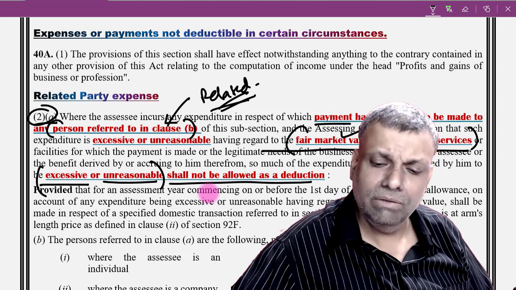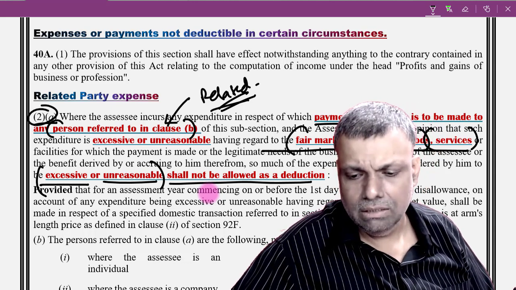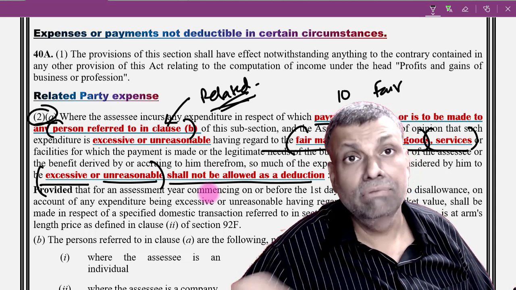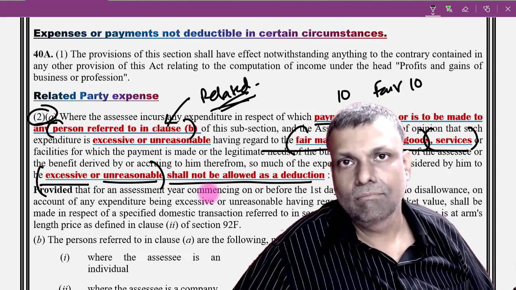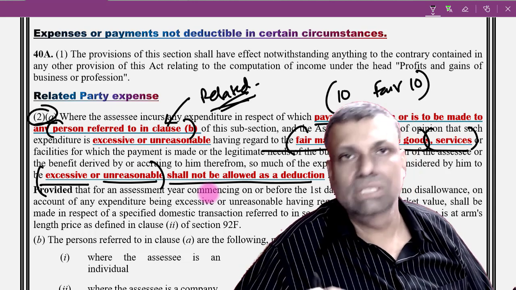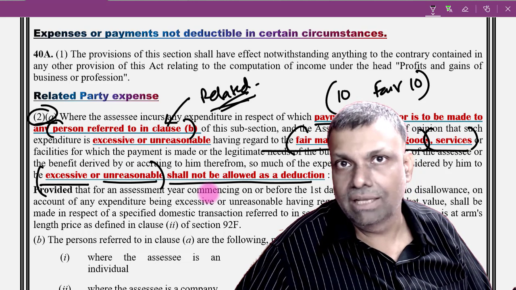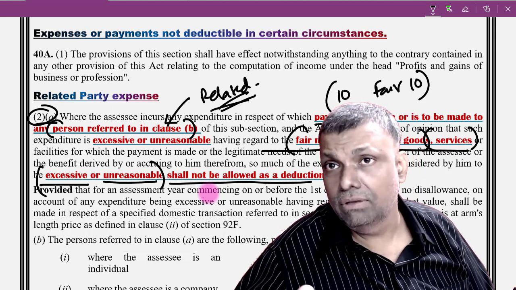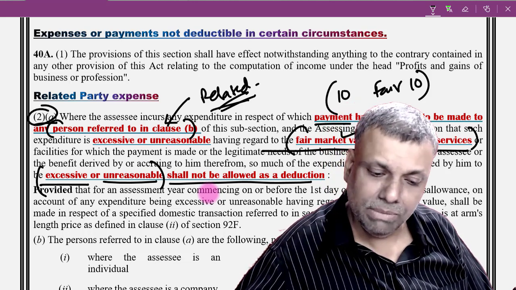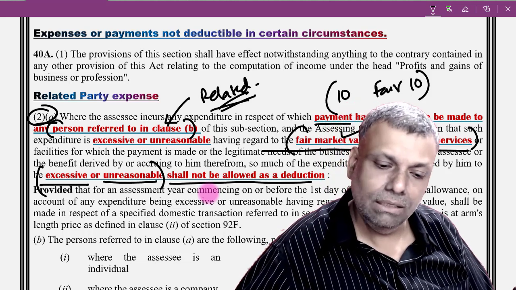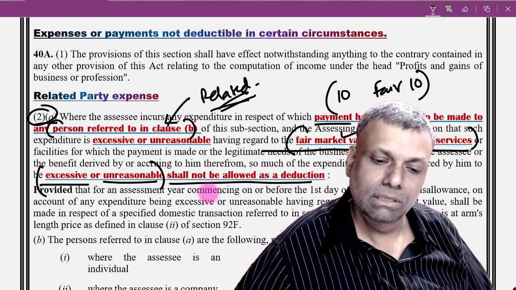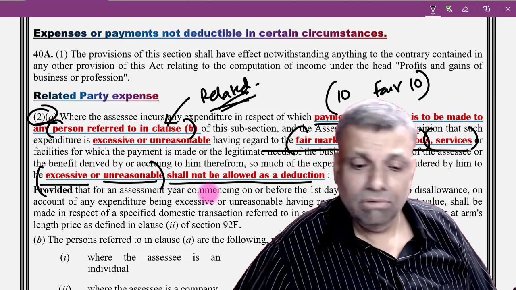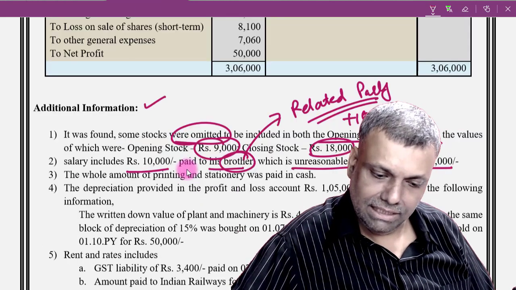Now say, for example, if I am giving salary to my brother, supposing 10,000 per month, and the fair amount in the view of the officer is also 10,000, then in that case there will be no disallowance. You don't need to do any adjustment. See, I already told you that sections 37 to 43B are disallowing sections. They basically tell you that the following items will not be allowed to you as a deduction. Further, in the given question, see, it's a related party transaction.